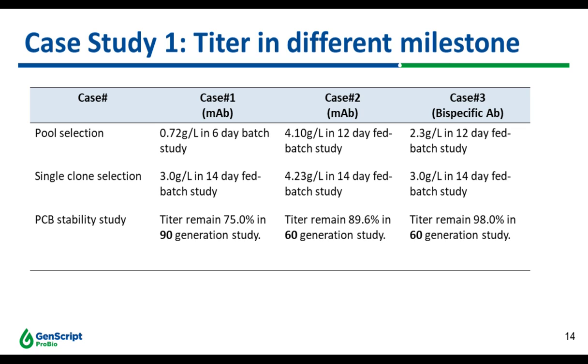In the pool selection stage, we can actually produce 0.72 gram per liter in a 6-day batch study. In case 2, we can have 4.1, and in case 3 it is 2.3 gram per liter in the 12-day fed batch study. So you see, even in the pool selection stage, we can have more than 1 gram per liter. It's very common, but it also shows that it can vary, depending on the product.